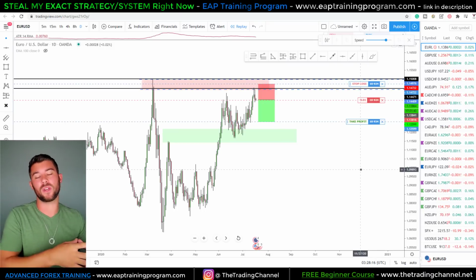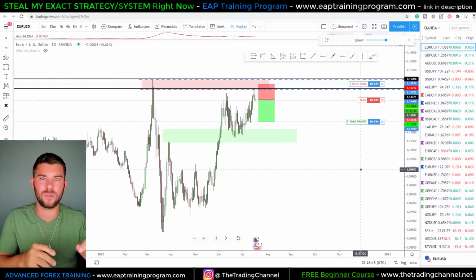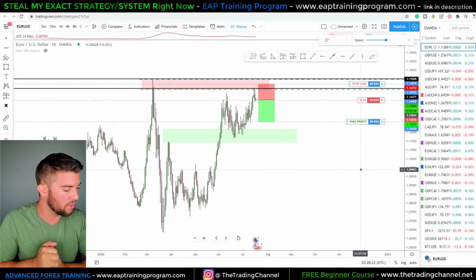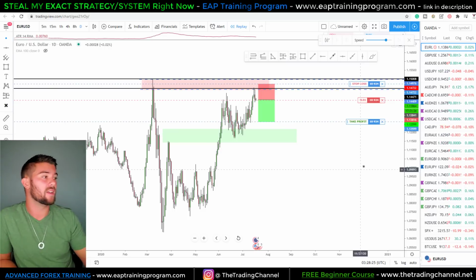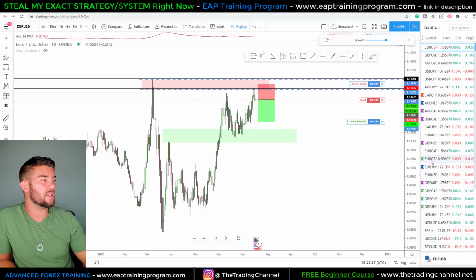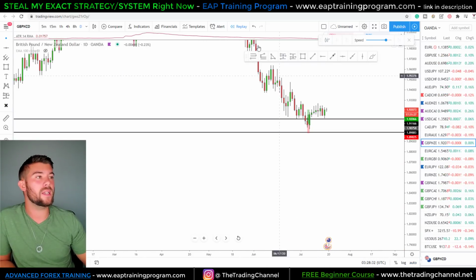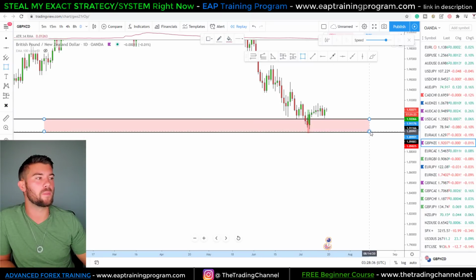I'm going to show you the results of those, and then we're going to dive into how you can actually use this technique yourself in your own trading. So next up, let's take a look at the pound New Zealand right here. The pound New Zealand is a trade that I sent out. It wasn't a trade, it's a zone of support that I sent out.